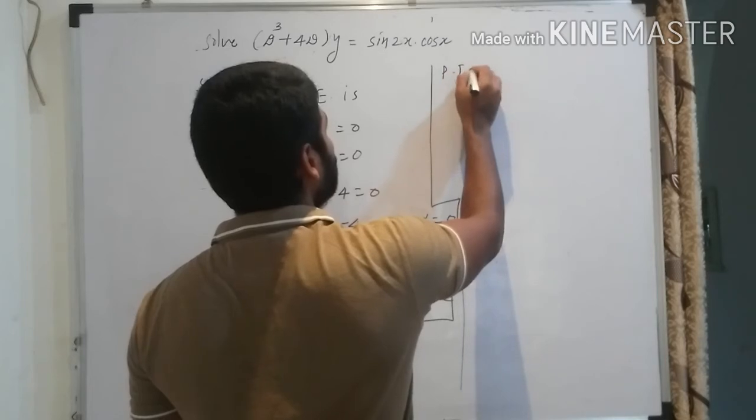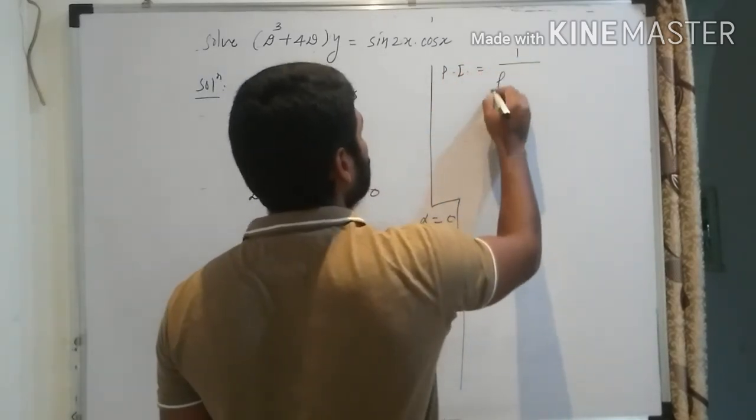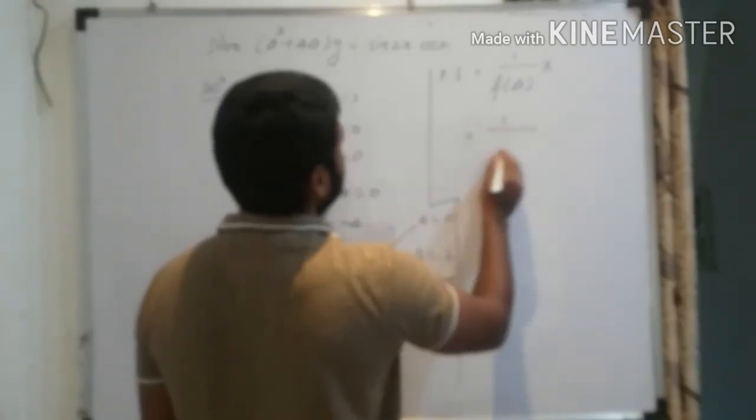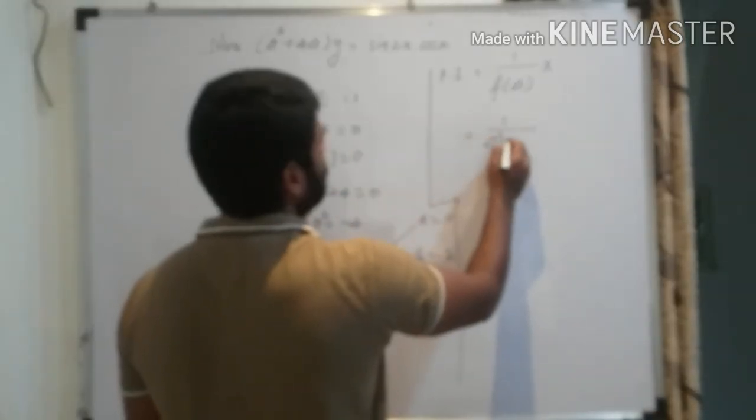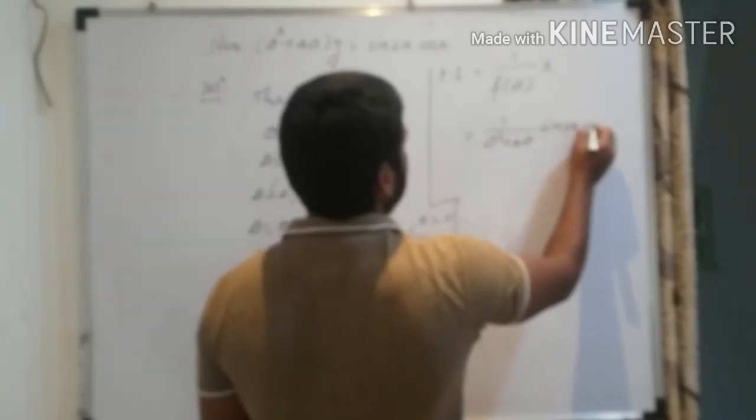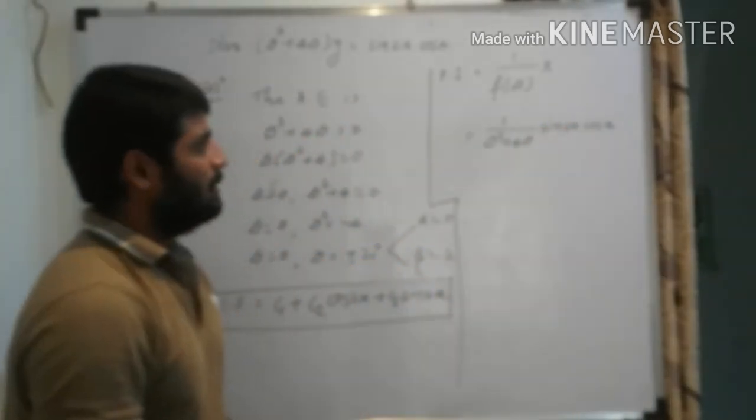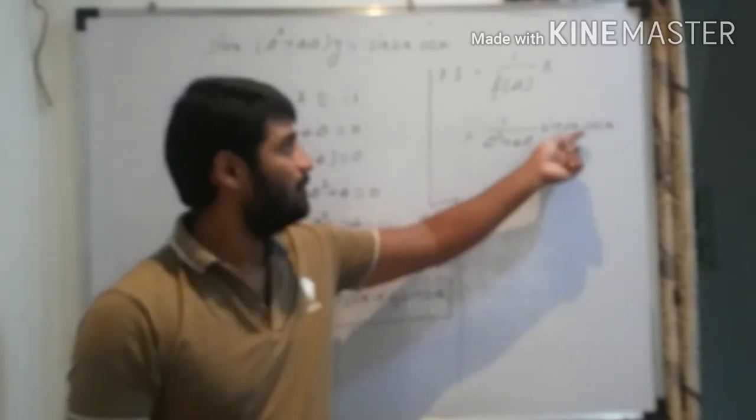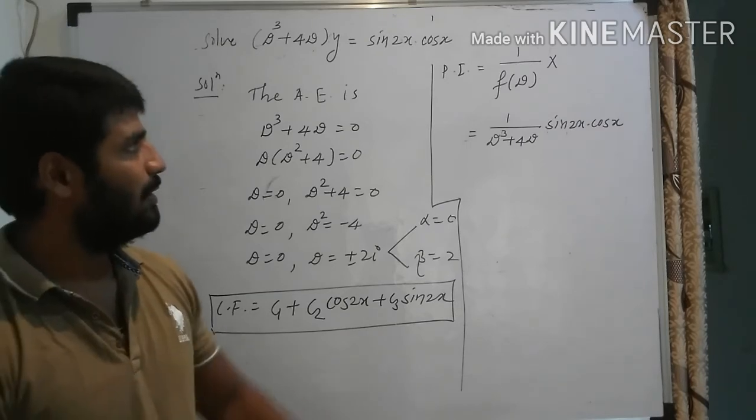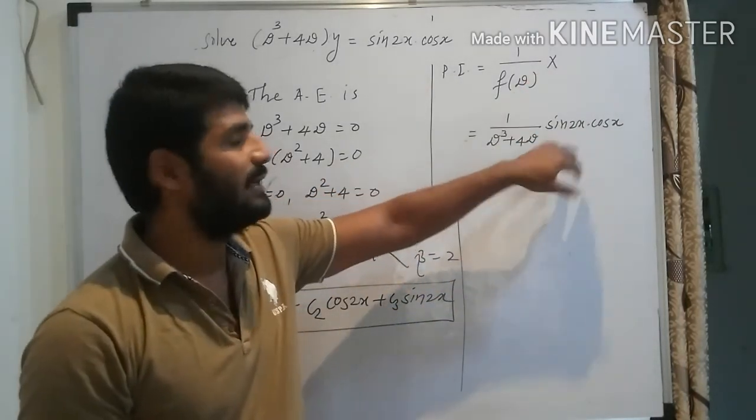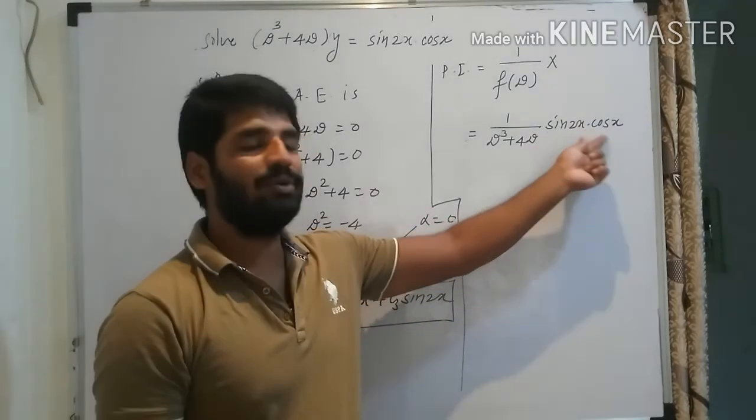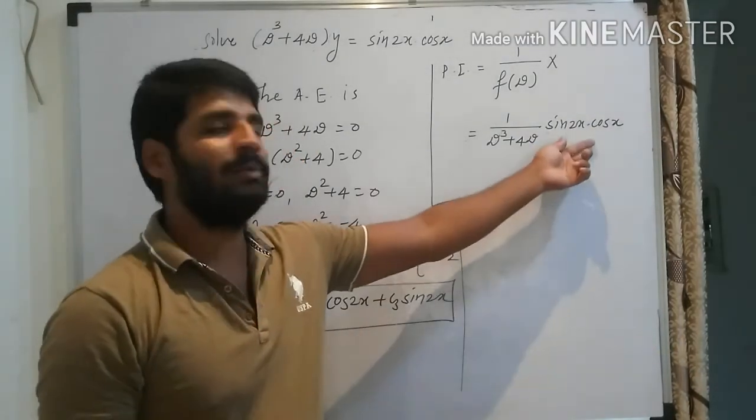So the formula for the particular integral is 1 upon f of D into capital X. So what is 1 upon f of D? f of D is nothing but D cube plus 4D, into sin 2x into cos x. Now capital X is provided to you as sin 2x into cos x, but in the standard formula for the particular integral, capital X is nothing but either sin x or cos x, not a multiplication together. So I have to separate this sin 2x and cos x using the trigonometric identity.